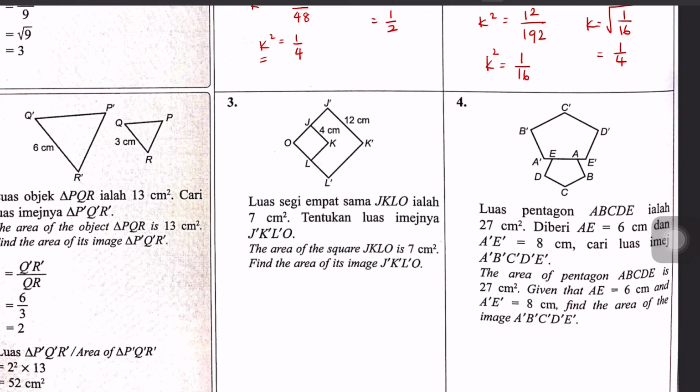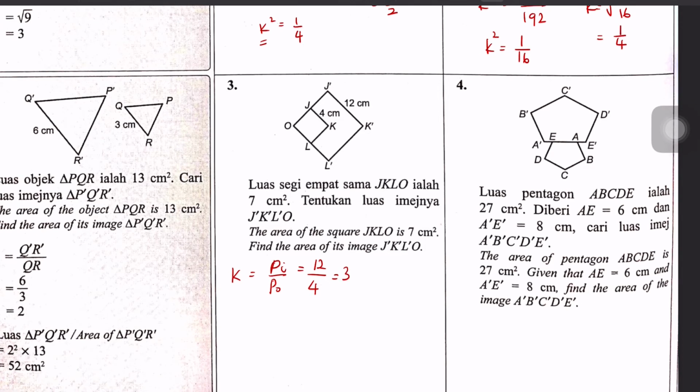First, is K given? No, right? So we need to calculate K first. K is the length of image over the length of object. So the length of image is 12, the length of object is 4. So 12 over 4 is 3. So our K is 3.